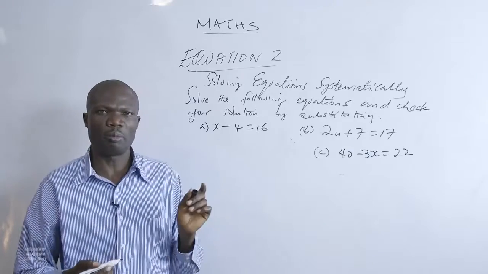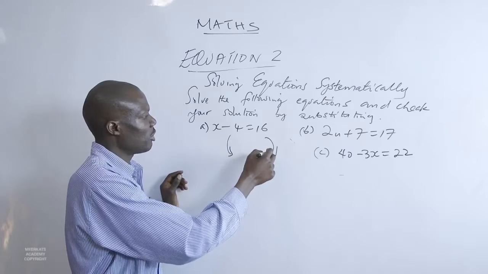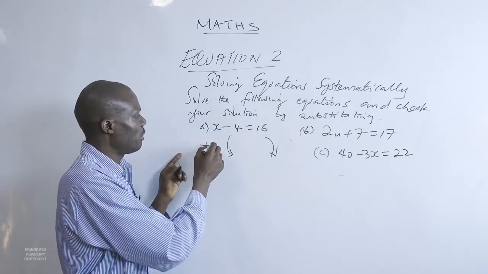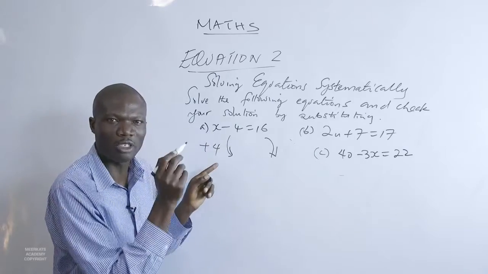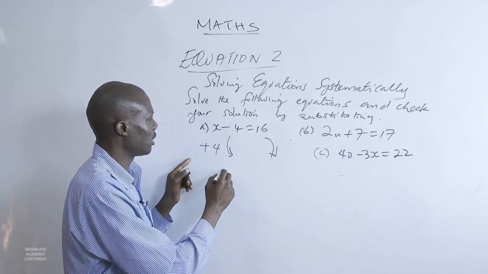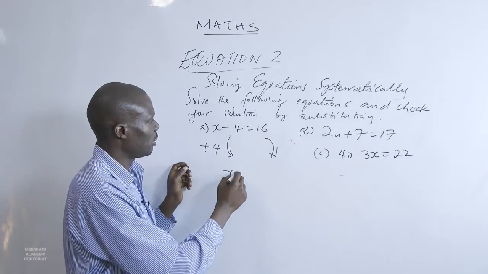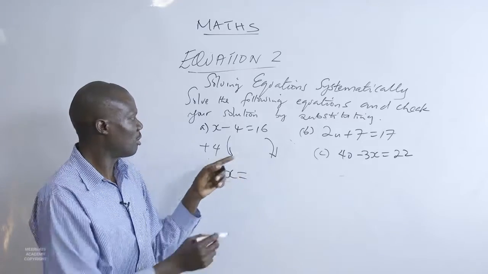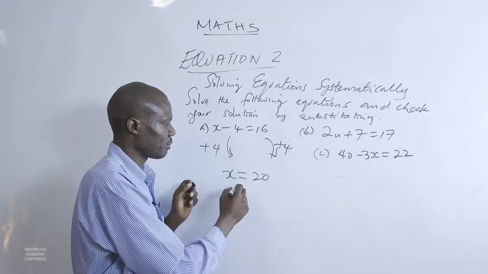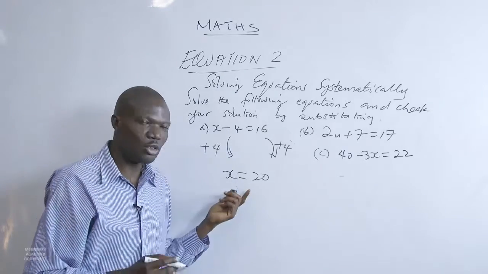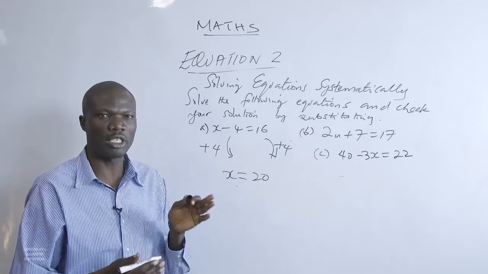x minus 4 equals 16. The first step we need is to see what we are supposed to do. Add 4 here so that x minus 4 plus 4 will give us x. And 16 plus 4 will give us 20. So already here, 20 is our solution. We can say the solution for this equation is 20.